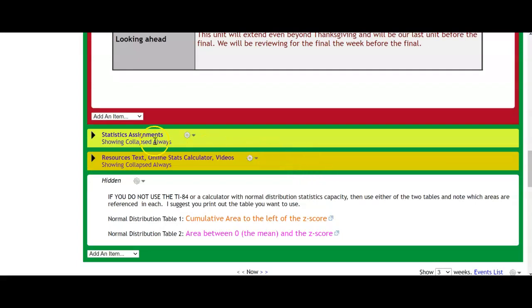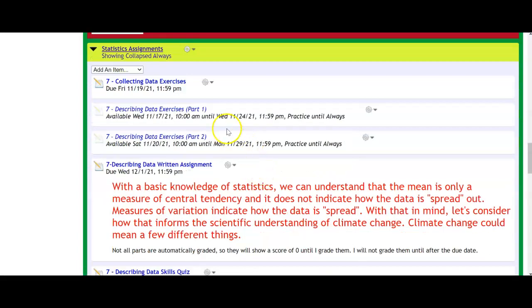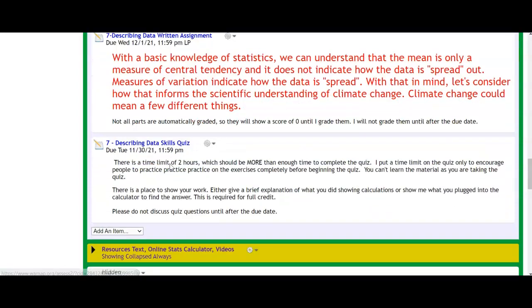Okay, so let's take a little closer look at the assignments. There's a collecting data assignment. There's a describing data exercise set 1 and exercise set part 2. Then there's the written assignment, and there's a describing data skills quiz. And again, on all the skills quiz, you get a couple pages of notes, so hopefully that will have some good definitions, maybe some explanations reminding you what to do when you use the online calculator.